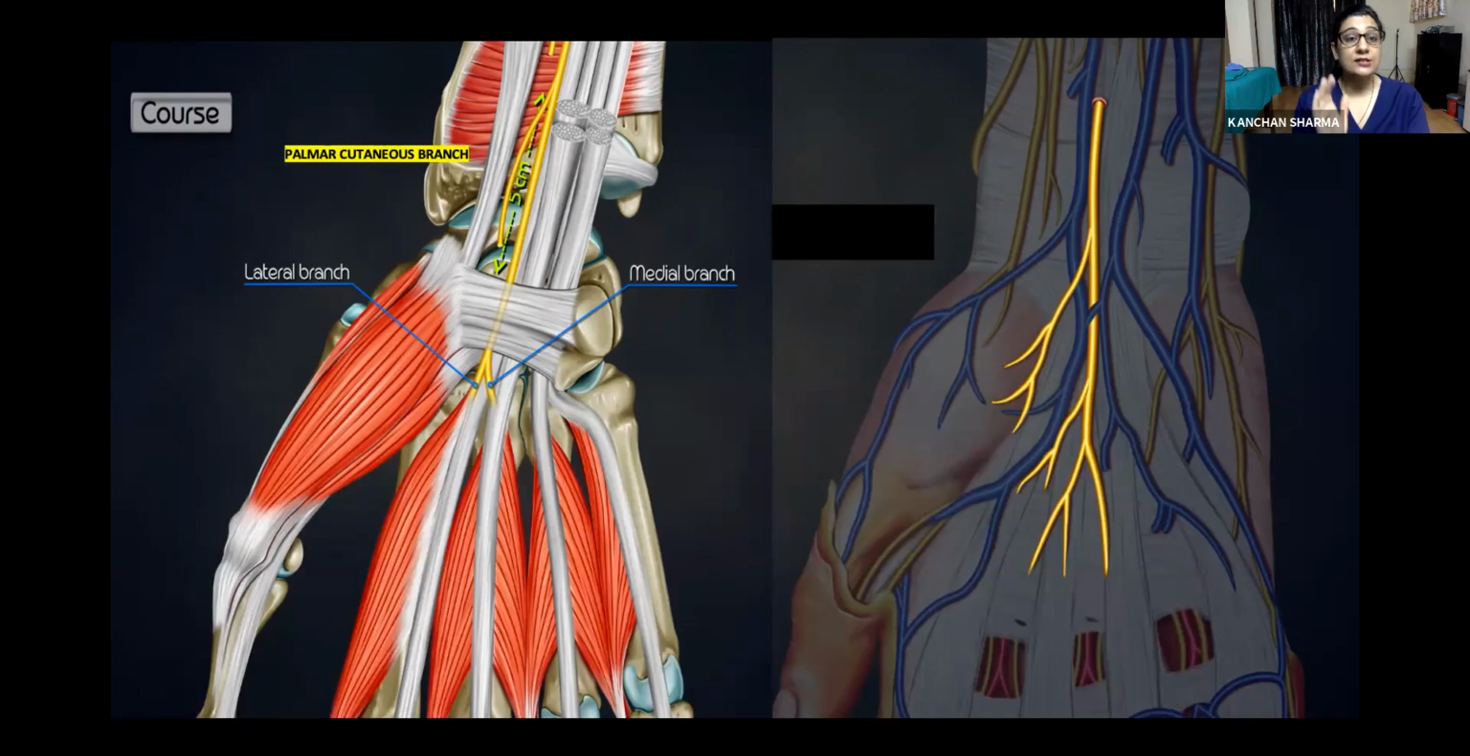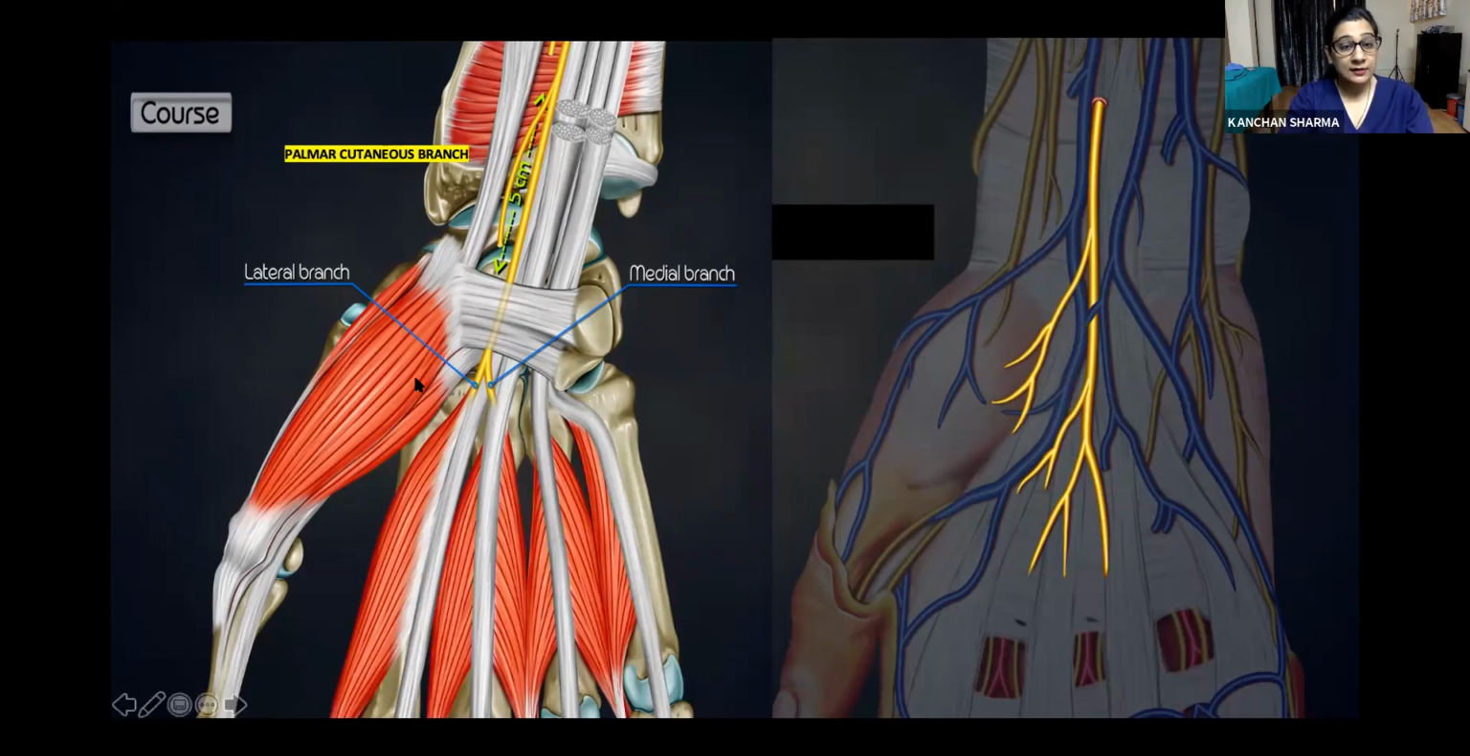And this branch is responsible for the sensation over your thenar aspect. It means if my nerve is involved in the carpal tunnel, the sensations over the thenar aspect should be intact. This is how you distinguish between a median nerve entrapment neuropathy at the wrist or a proximal one. So this is one distinguishing feature which every one of you should know. The sensation over the thenar aspect is supplied by the palmar cutaneous branch of the median nerve, which is given off approximately 5 centimeter above the wrist.